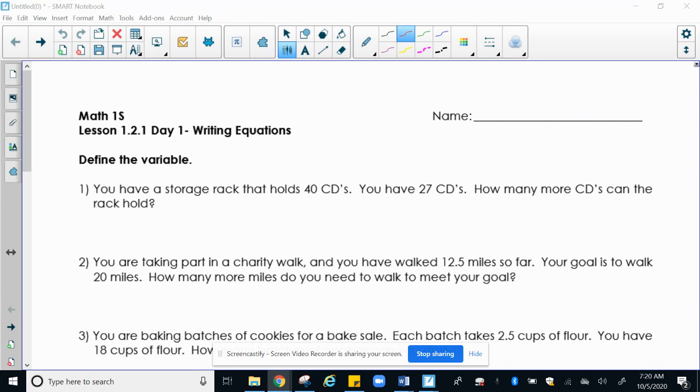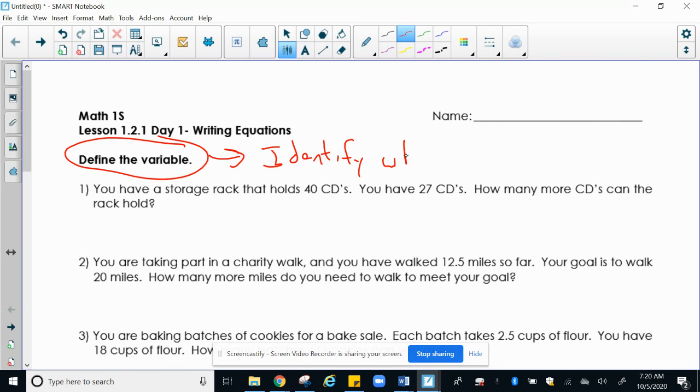If we look at number one, it says you have a storage rack that holds 40 CDs. You have 27 CDs. How many more CDs can the rack hold? So for our notes, define the variable. That's saying identify what you don't know. We want to identify what we don't know. That's the variable. That's what we're trying to solve for, right? A variable is like X or any letter you use for that. Variable is what you don't know in the problem.